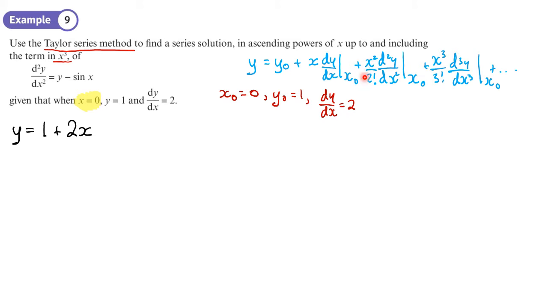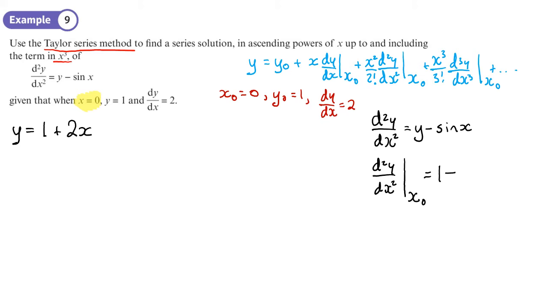This is x squared over 2 factorial, and that's going to get multiplied by the second derivative with the initial conditions substituted into it. Maybe we'll do that over at the side here. The second derivative is y minus sine x. If we substitute in the y0 and x0, that is 1 minus sine 0. Sine 0 is 0, so it's just 1.